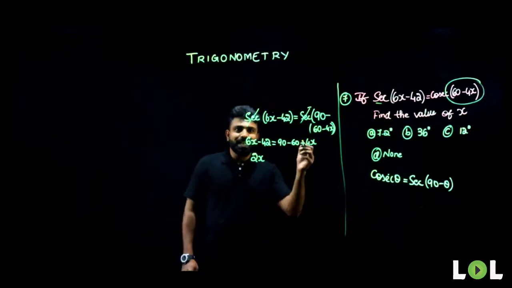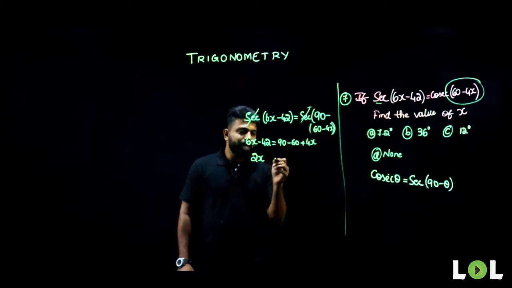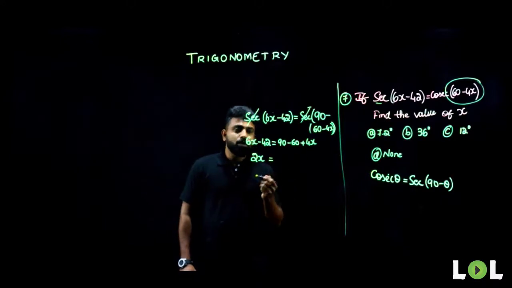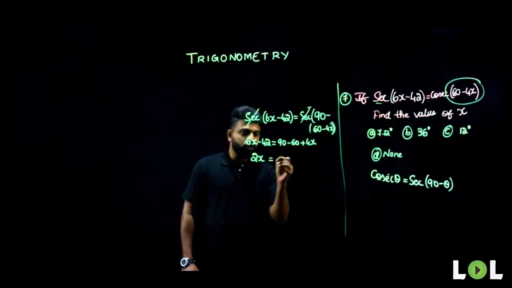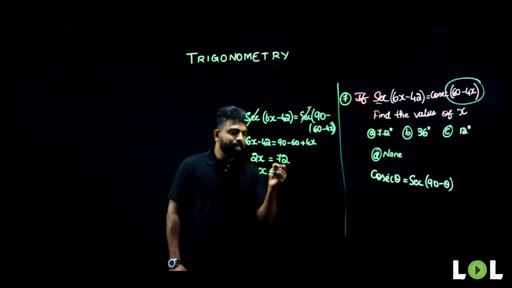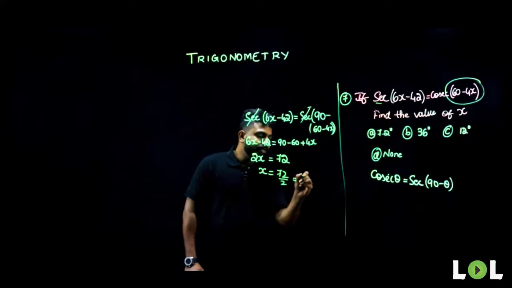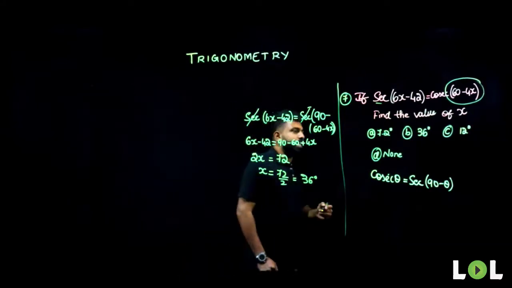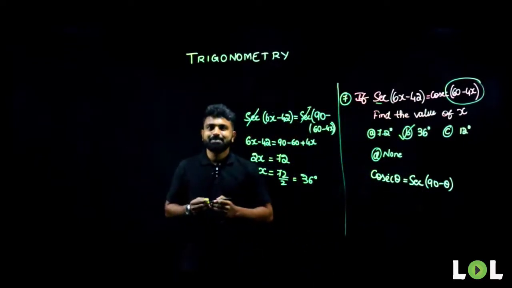So 6x minus 4x, I'll be left with 2x. Now simplifying my right hand side, what will I be left with? 90 minus 60 will be nothing but 30. So now minus 42 going on to the other side will become plus 42. So 30 plus 42 will give me 72. So what will be the value of x? x will be nothing but 72 divided by 2. 72 by 2 is nothing but 36 degrees. Do we have that in our options? Yes. Option B, 36 degrees will be my final answer.